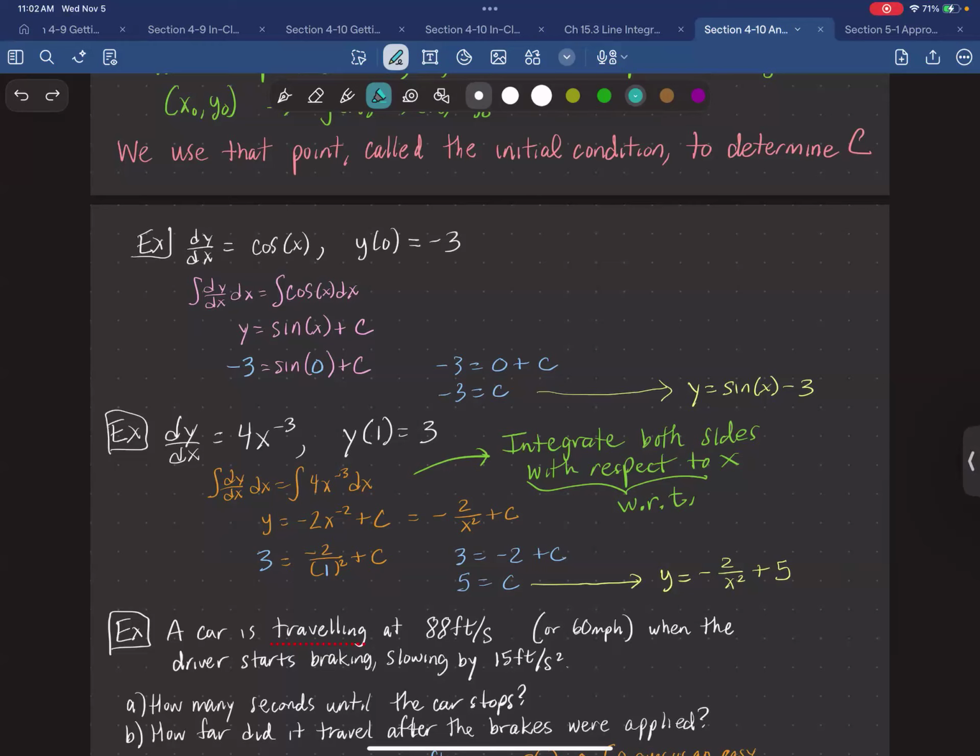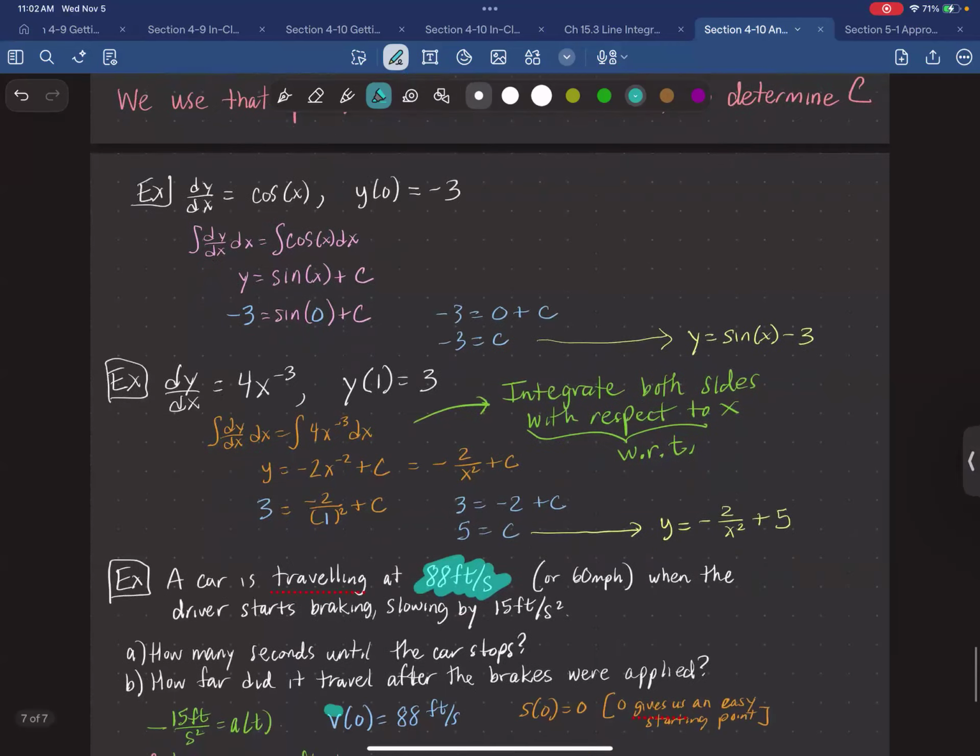So we have that they're going 88 feet per second. This is like an initial velocity, v0 equals 88 feet per second. The 15 feet per second squared, that is braking. They're slowing down. So if the speed was positive, braking is slowing down. We're going to call it -15 feet per second squared. And since it's changing the velocity, that is a change in velocity, which is acceleration.